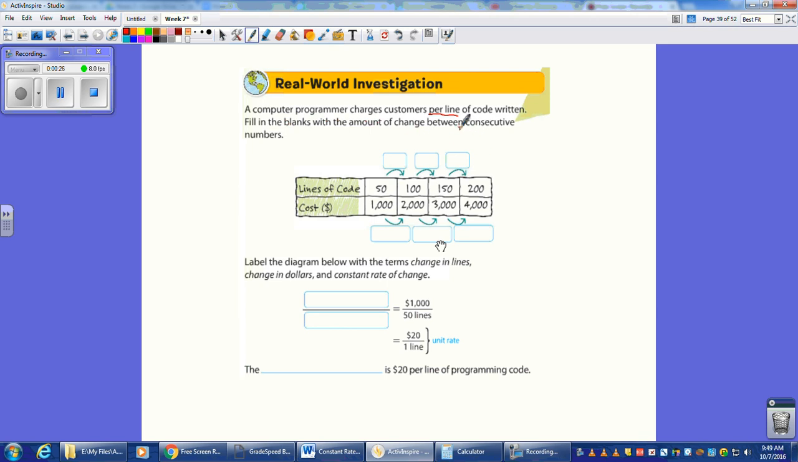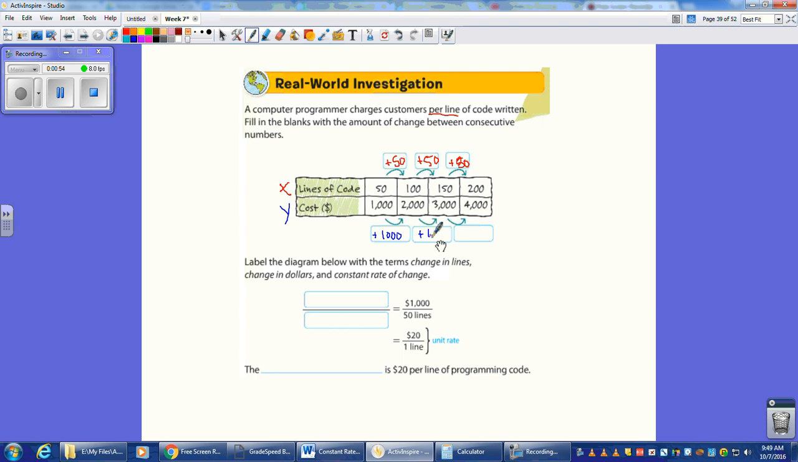So when I look at this, this is the lines of code, and that is always your x, whatever comes first, and then the cost is dependent upon that, so it's our y. So when I go through, how did I get from 50 to 100? I added 50. To get from 100 to 150, I added 50. And to get from 150 to 200, I added 50. Now down at the bottom, to get from 1,000 to 2,000, I added 1,000, and so on for all of them.